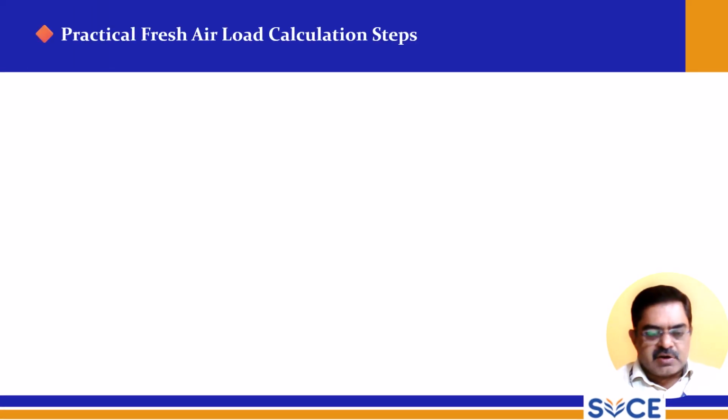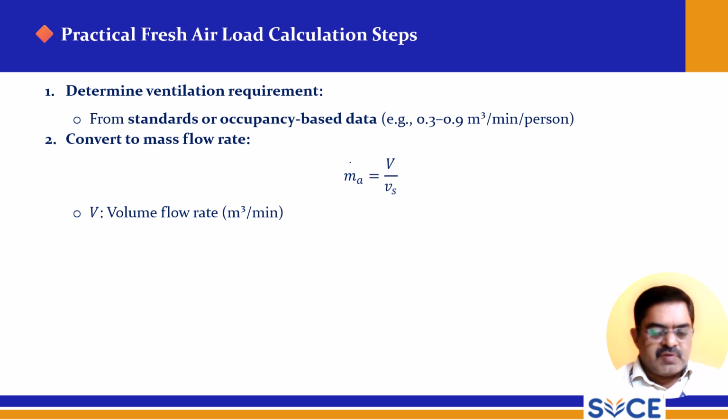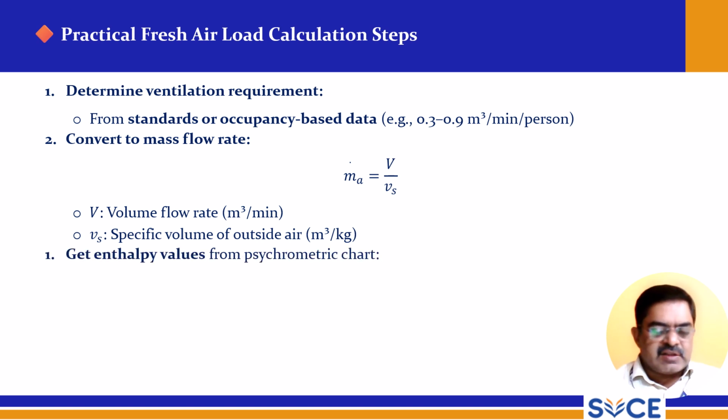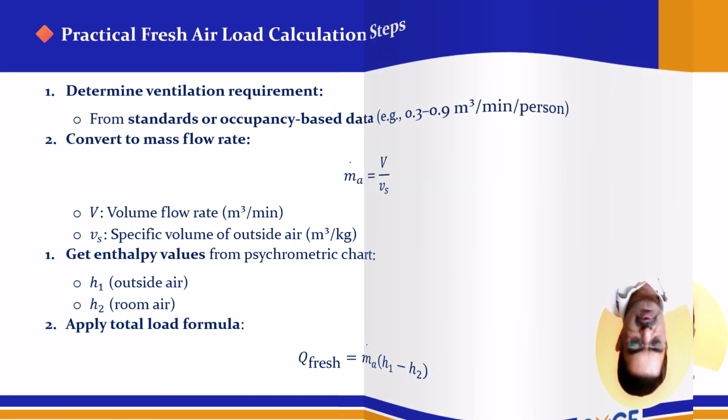So the practical fresh air load calculation steps: determine ventilation requirement from standards or occupancy based data, for example 0.3 to 0.9 meter cube per minute per person, and convert to mass flow rate. So Ma equals V by Vs, where V is the volume flow rate in meter cube per minute and Vs is the specific volume of outside air in meter cube per kg. Then get enthalpy values from the psychrometric chart: H1 is outside air, H2 is room air. Then apply the total load formula Q fresh equals Ma into (H1 minus H2).